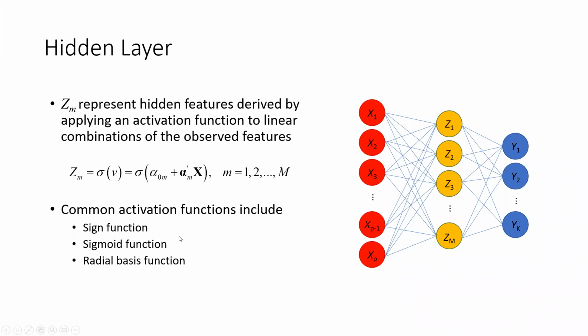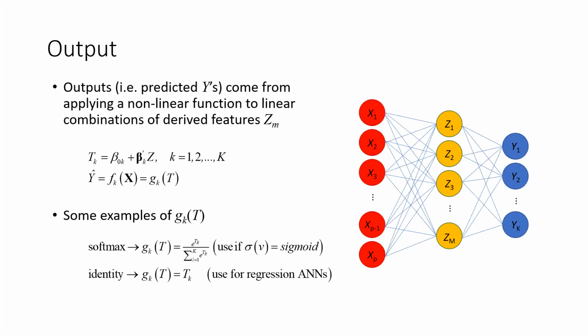So again, we apply this sigmoid or radial basis function to our linear combination, and we use that to calculate our derived features Z1 through Zm. Okay, so once we've got those, we want to predict our outcomes Y, and we do a similar kind of thing. Now we're going to have a linear combination of our Z's, which I'm defining here as TK, so we have our beta 0K, beta transpose KZ, where again, beta is the weight on our derived features in terms of predicting our outcomes Y.